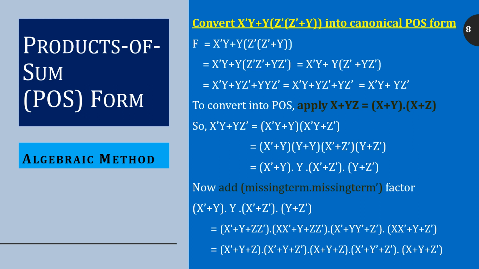Now we have four terms. Next, we add the missing term times its complement factor. The first term is missing the z variable, so we add z·z'. The second term is missing x and z, so we add x·x' and z·z'. Similarly, for the other two terms we add the missing term times its complement factor. When we reduce that, we get the final expression.